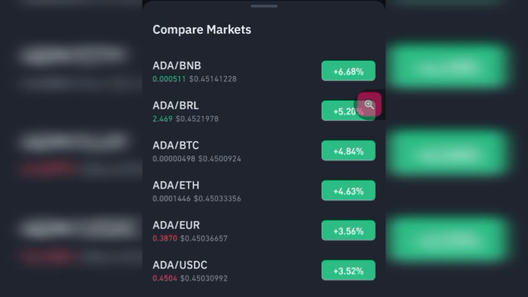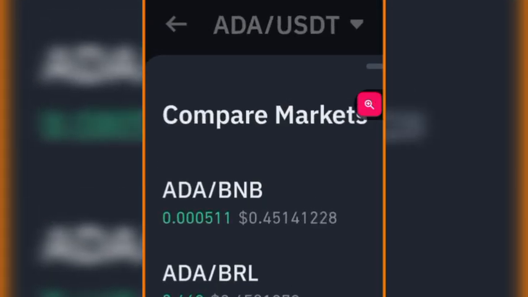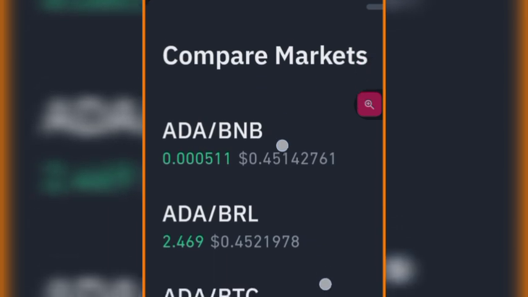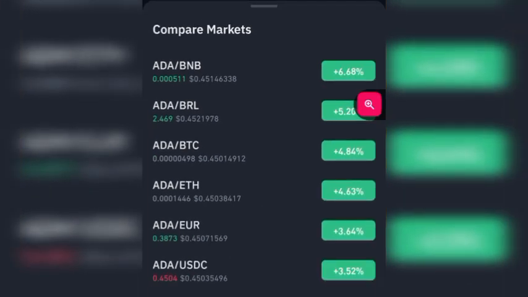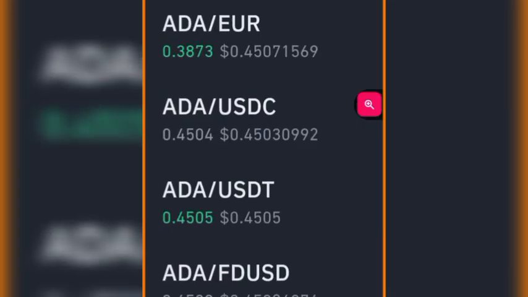So if you take a good look at the price of ADA, you can see that it's actually 45 cents. That's 4514 in the BNB market. In the BTC market, it is 4501. In the ETH market, it is 4504. You can see different prices. So what will be the lowest price? I'm trying to find the lowest price. We have 4505. Seems that's the lowest price. Okay, let me look at it.